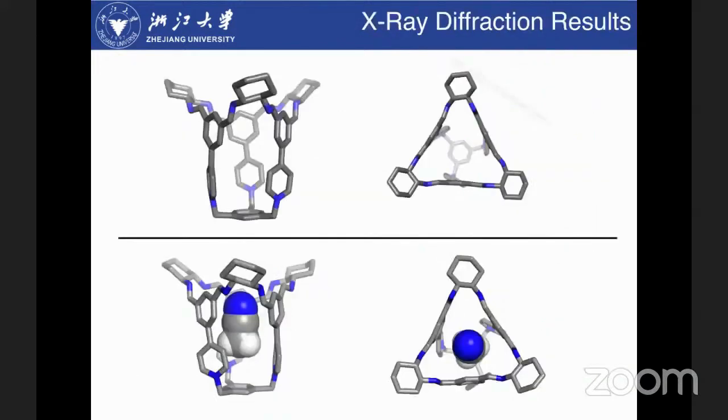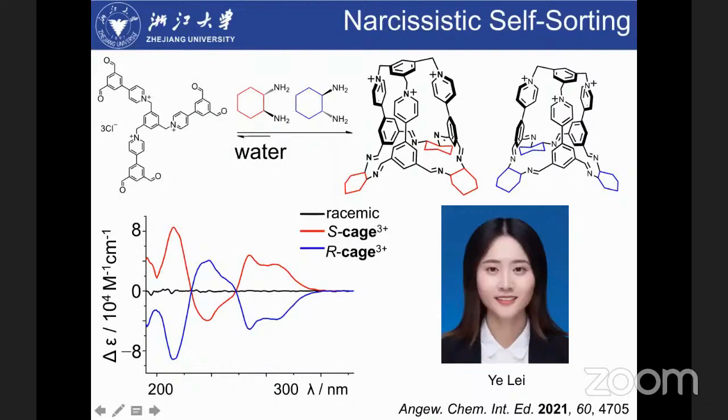You can see this is a single crystal, right? When we get a single crystal in acetonitrile, you can see the acetonitrile goes inside and acts as a template. In water, we get a so-called pseudo-empty cage, just because water cannot be the template. Also, if you use the SS diamine, we get this S-shaped cage. If you use the RR diamine, we get this enantiomer.